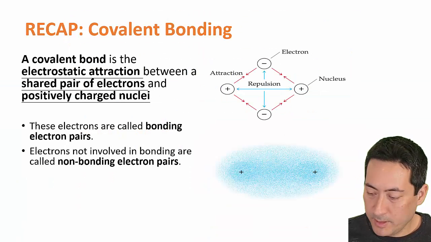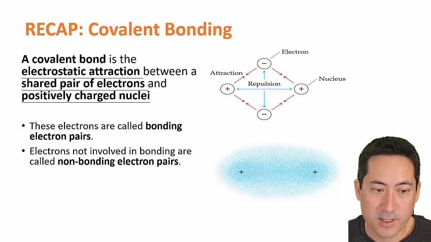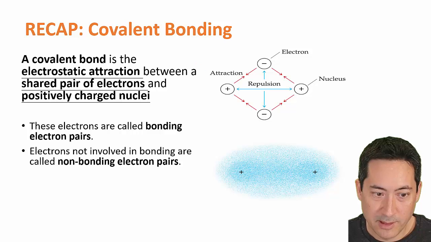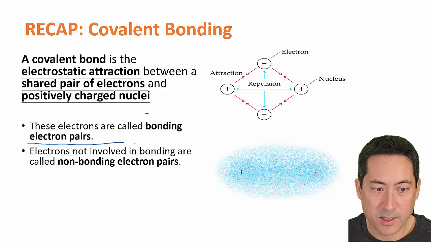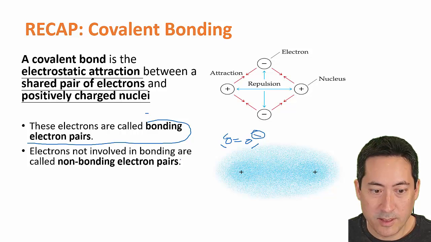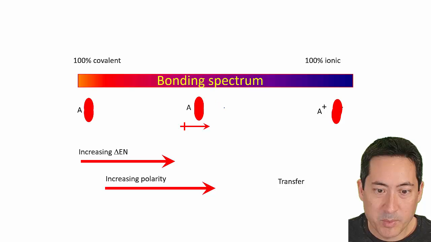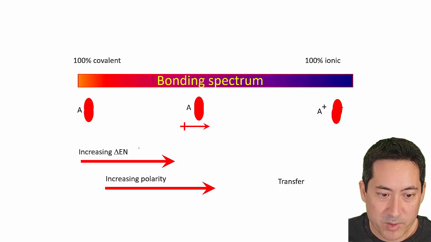So covalent bonding is the electrostatic attraction between a shared pair of electrons and positively charged nuclei. Those electrons are called bonding electron pairs. The ones that aren't bonded, such as in O2, these ones here on the outside, are the non-bonding pairs. Okay, so just a little bit more of a detailed diagram, a different type of diagram here.